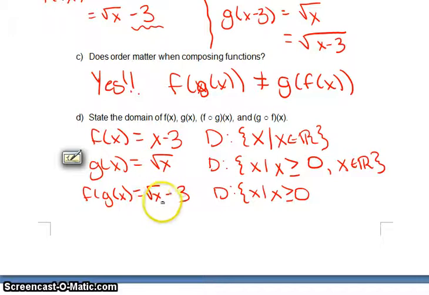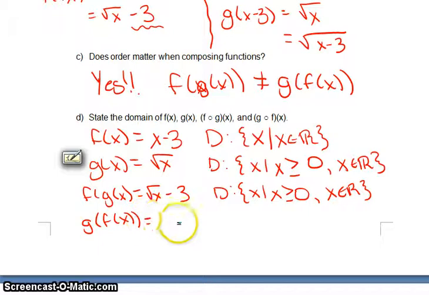So look at what is under that square root symbol there, and now there's just x. So x must be greater than or equal to 0, where x is an element of all real numbers. And lastly there, we're going to deal with g of f of x. That one there was equal to the square root of x minus 3.